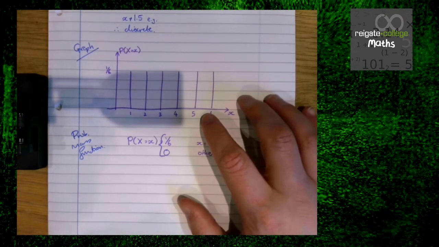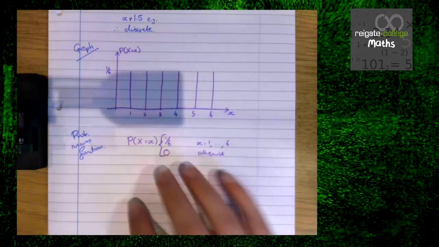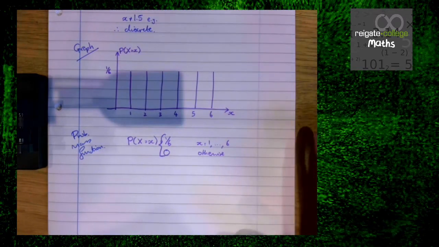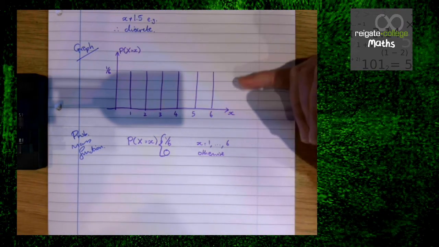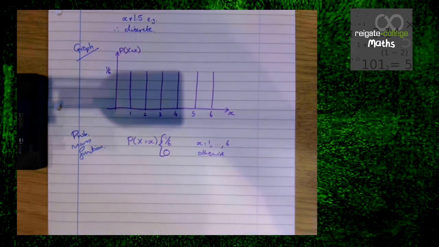This is a specific type of discrete random distribution because all of the probabilities are the same, which makes this, in addition, uniform. What we're going to do now is look at a couple of examples where we are going to look at different random distributions.